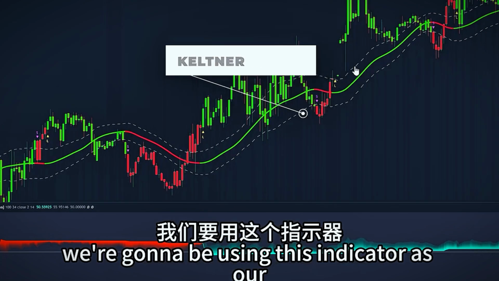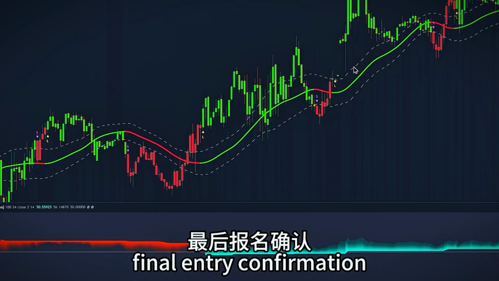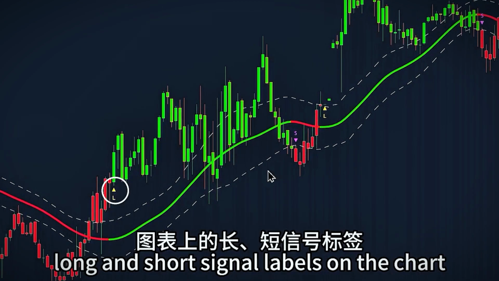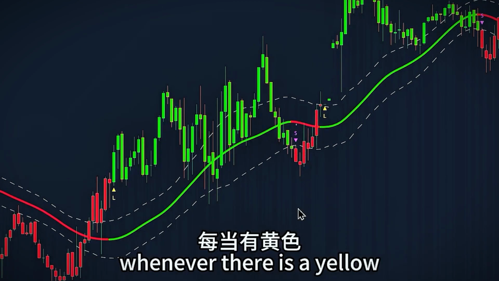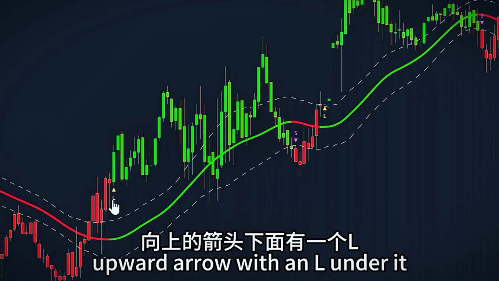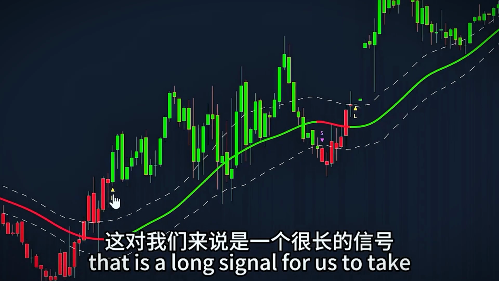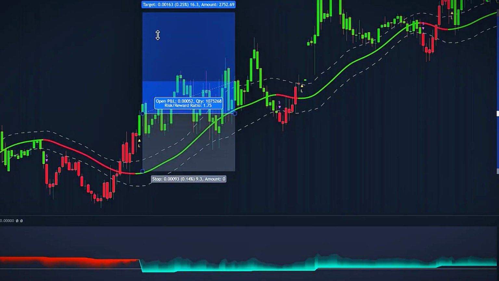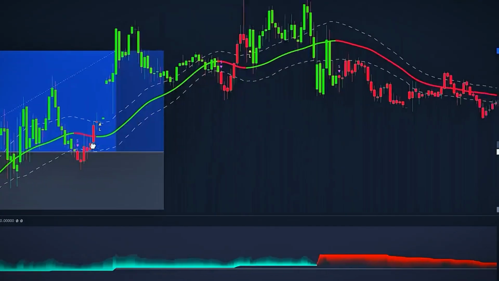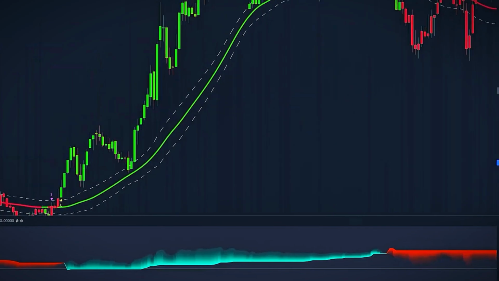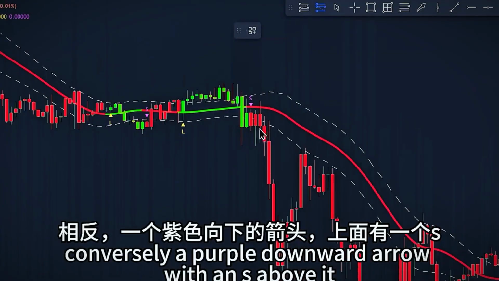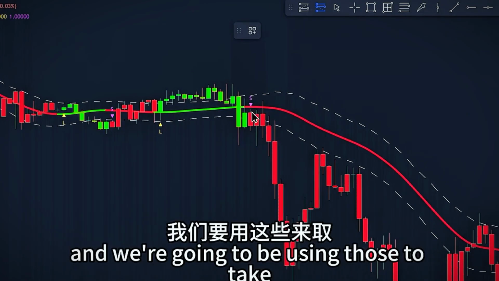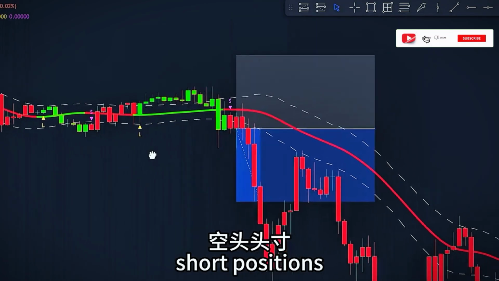We're gonna be using this indicator as our final entry confirmation because, as you can see, it does print long and short signal labels on the chart. Whenever there is a yellow upward arrow with an L under it, that is a long signal for us to take long positions. Conversely, a purple downward arrow with an S above it is a short signal, and we're going to be using those to take short positions.